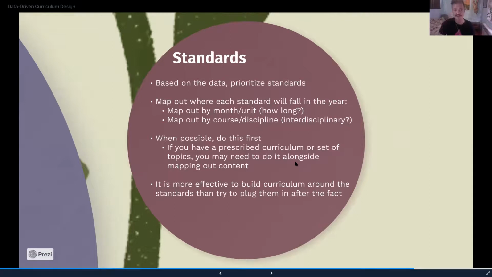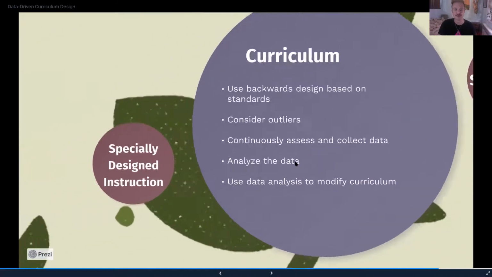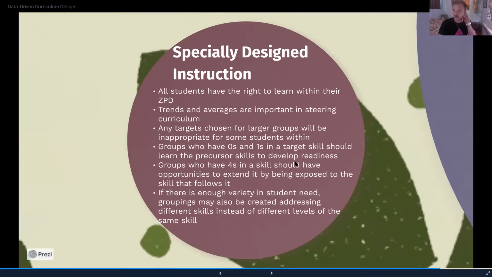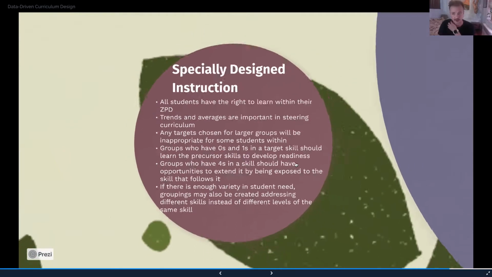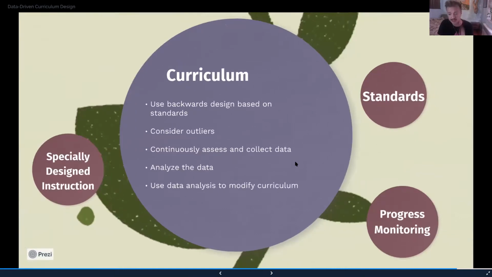And you're going to map out when and where it's going to fall in the year, how much time you're going to spend on it, as well as what subject areas it's going to fall in. So something that's your school-wide goal might be in every single unit, in every single course. Others you might just do in one unit, one course. Either way, it should always come first. Otherwise, it's very, very hard to put in after the fact. It should be centered on your specially designed instruction, and you should be always considering your outliers.